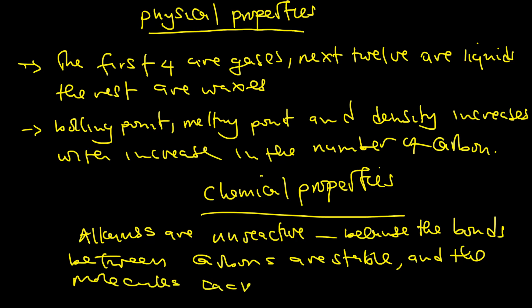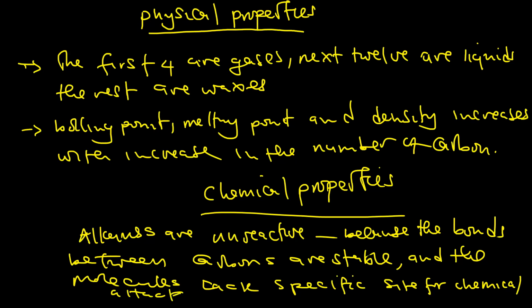Molecules lack specific site for chemical attack. So alkanes are unreactive because the bonds between them are stable. So when you ask why are alkanes unreactive, because the bonds between carbon are stable, and of course the molecules lack specific site for chemical attack. So take note of that.